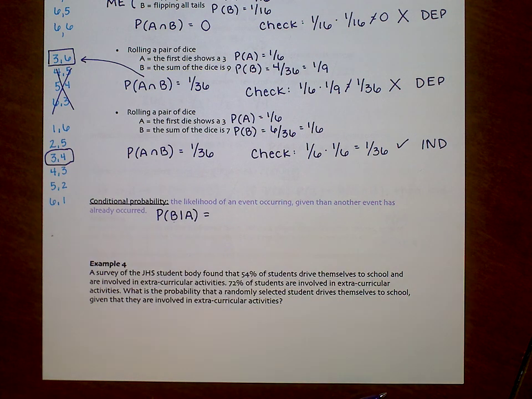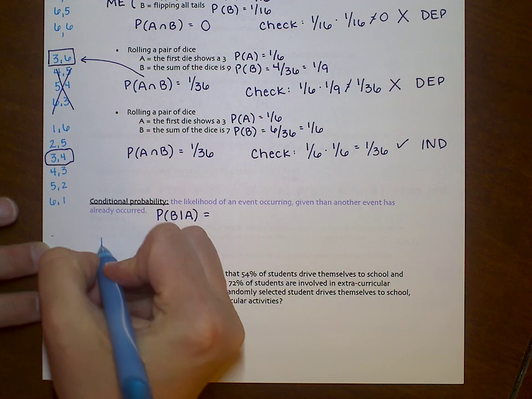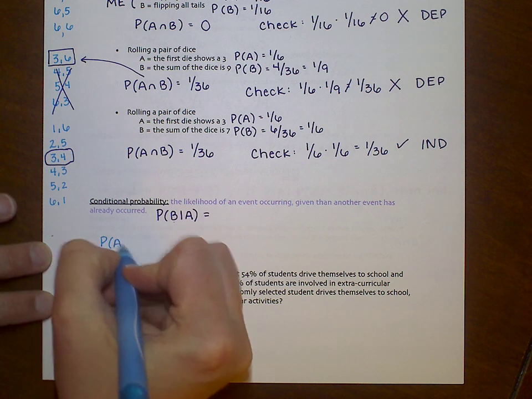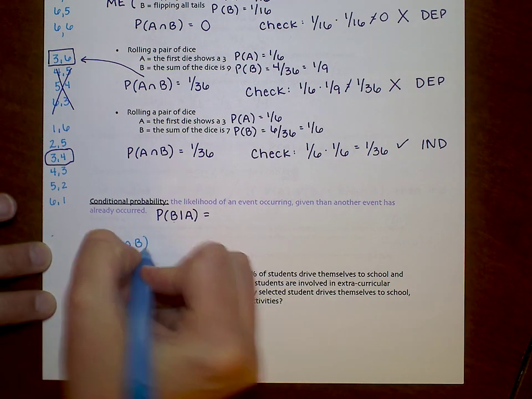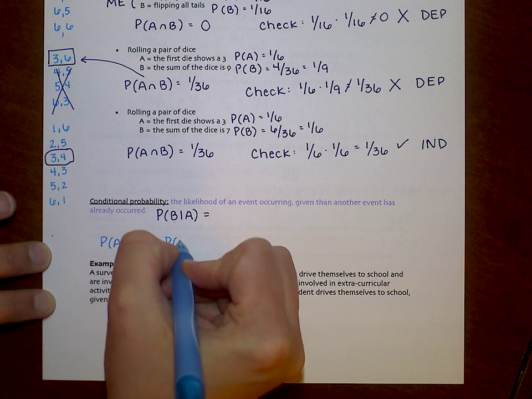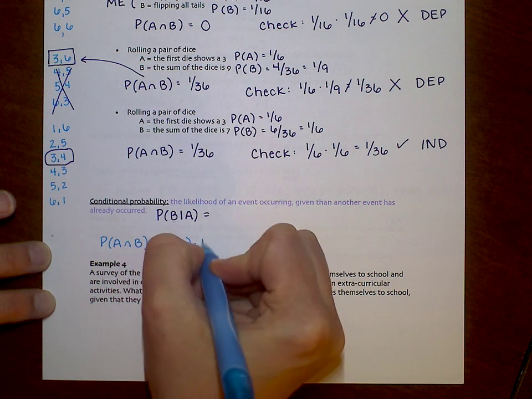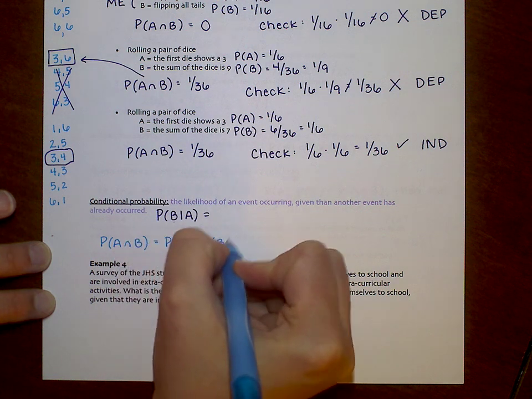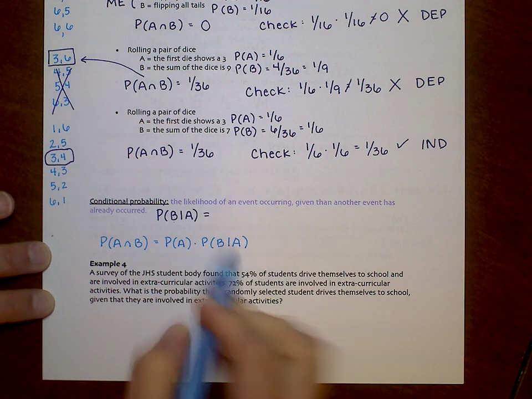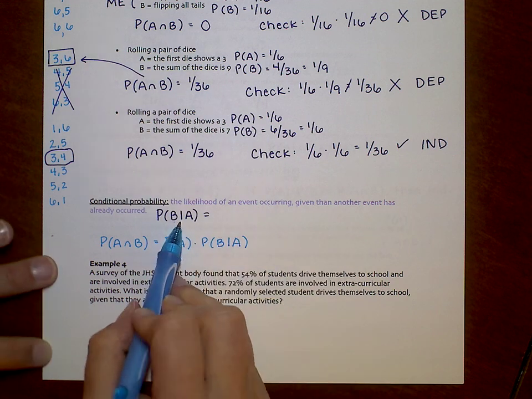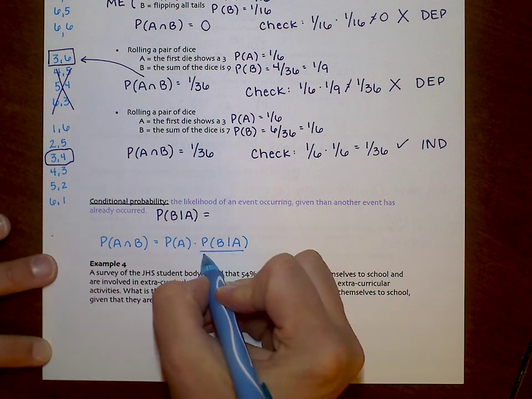So here's what I'm going to do. I'm going to take that formula that we started with: the probability of the intersection is the probability of A times the probability of B given A. And we want a formula that has this thing by itself, which is right here.